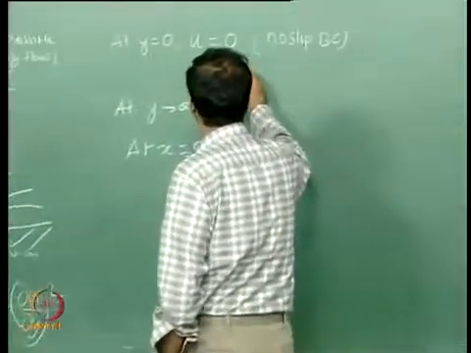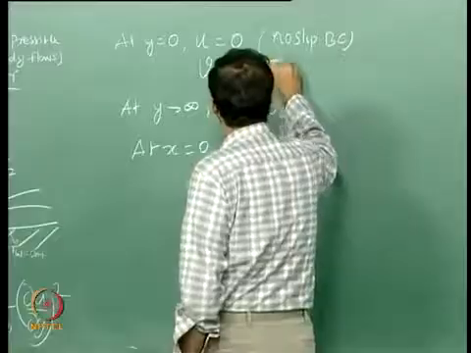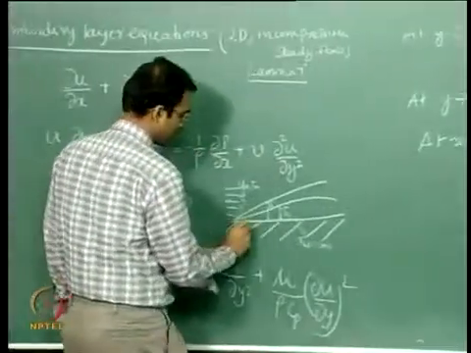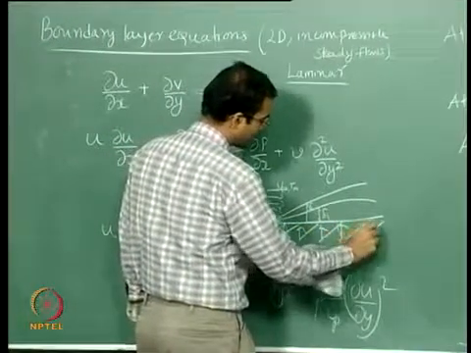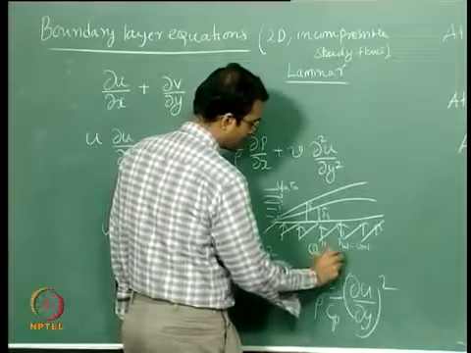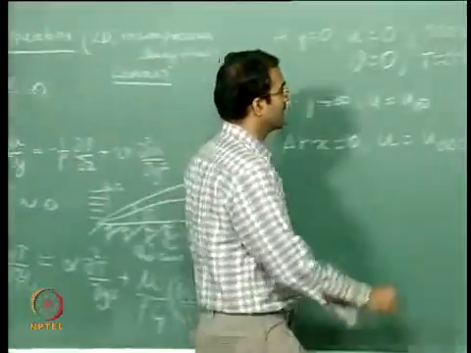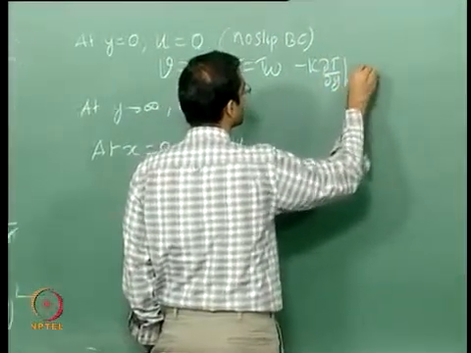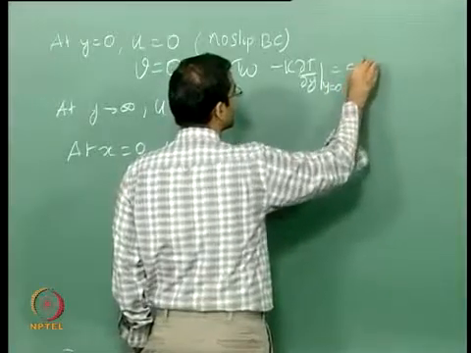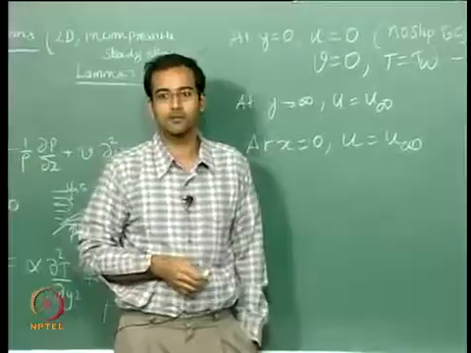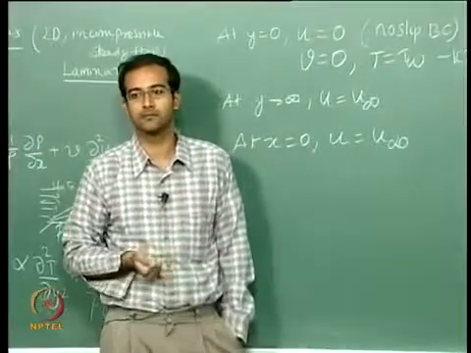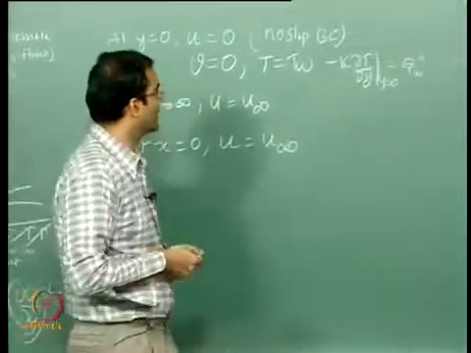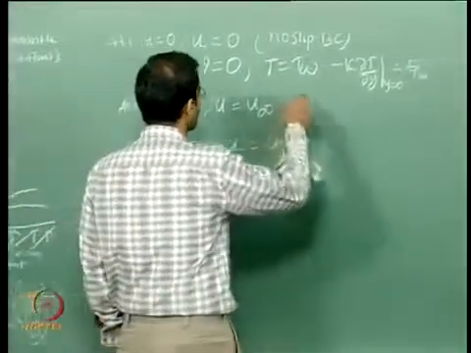Similarly, the temperature also requires two boundary conditions along y and one boundary condition along x. So what is the boundary condition at y equal to 0? Either this, or if I apply a uniform heat flux instead of uniform wall temperature, if I say my q wall is constant, then it should be minus k dT/dy at y equal to 0 should be equal to 0. Why? What happens if it is 0? It's an adiabatic boundary condition. So this is the condition at y equal to 0.